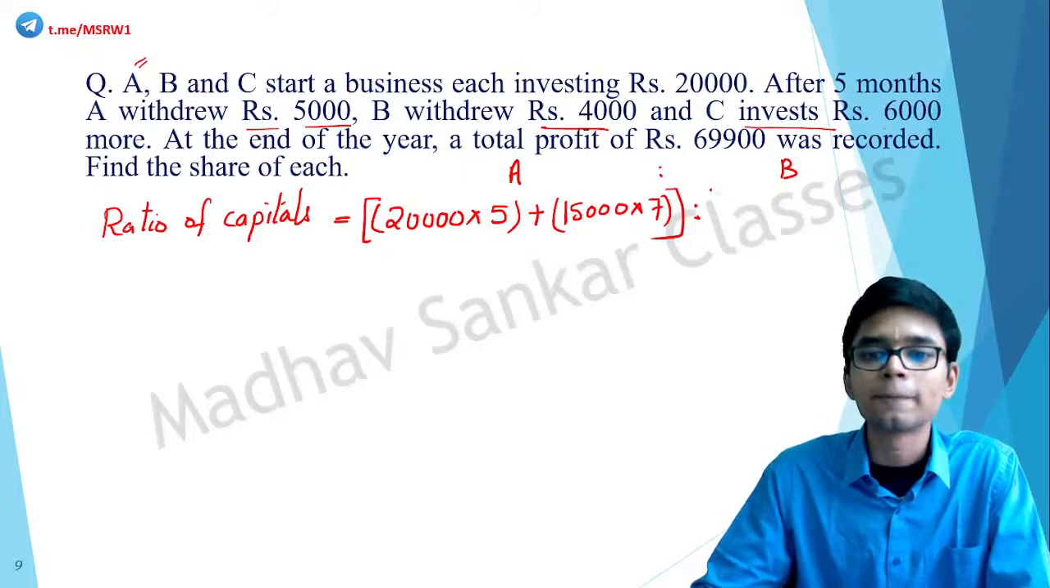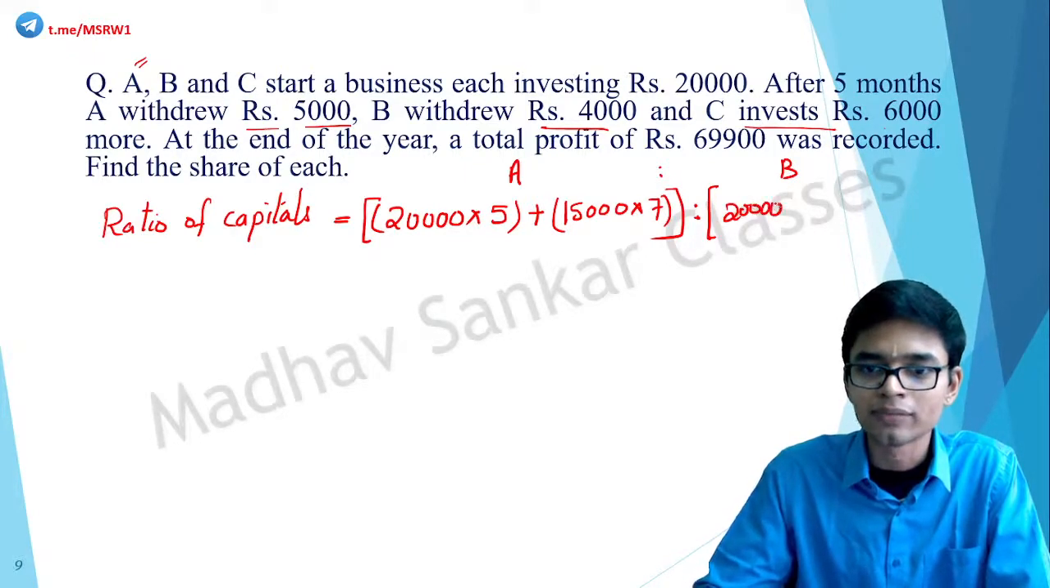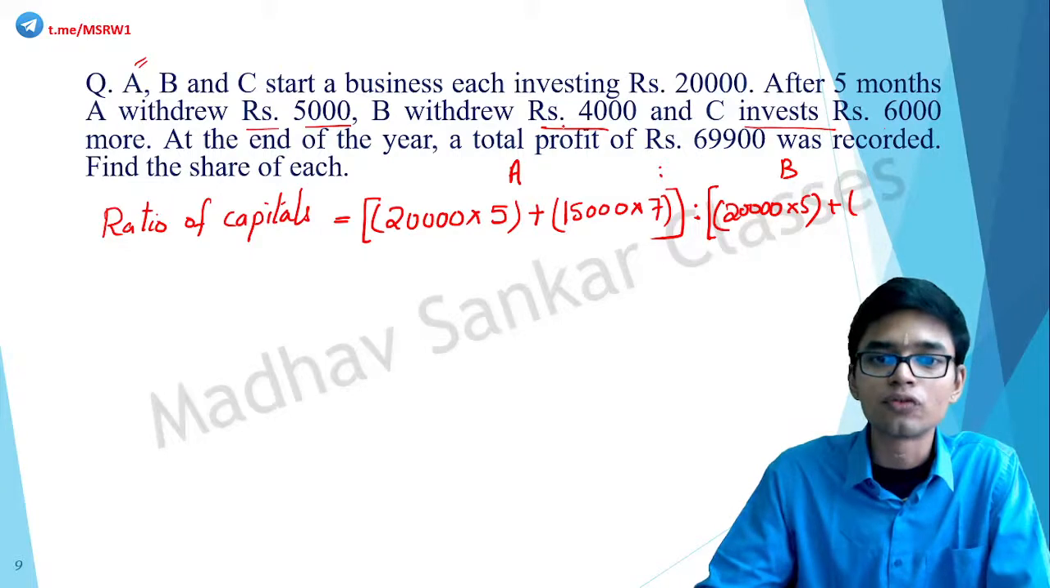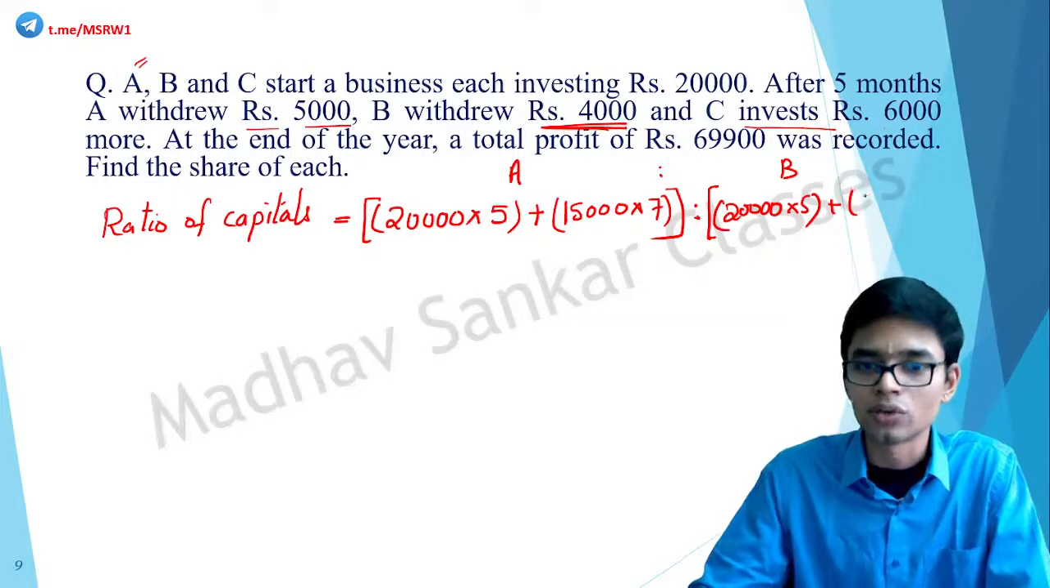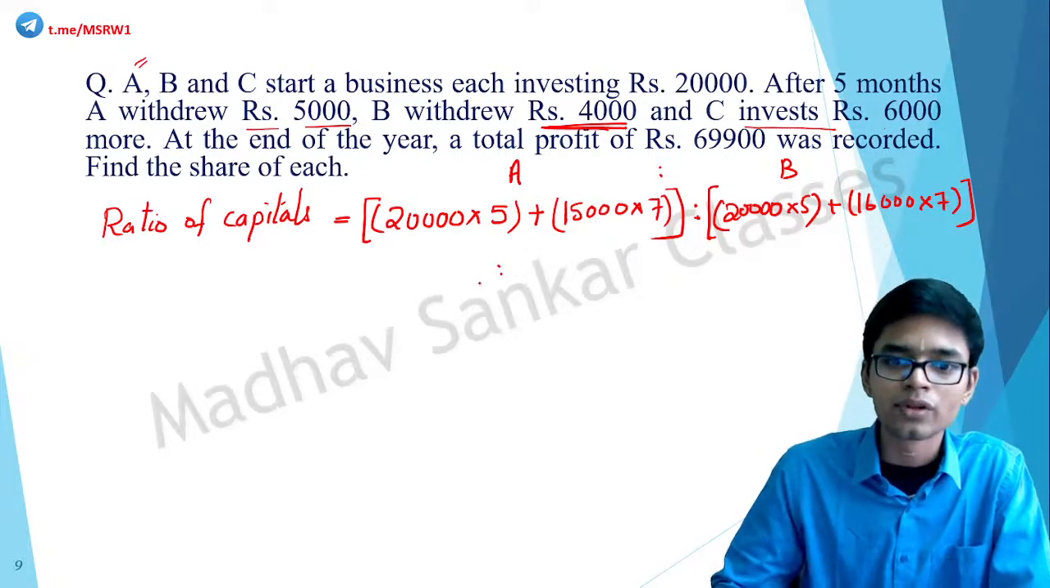What is for B? Same thing. B also started with 20,000 rupees. And B also put it for 5 months. After that, B withdrew 4,000 rupees. Correct? So the rest is how much? 16,000 rupees into 7. This is B's investment. Clear? How much for C?